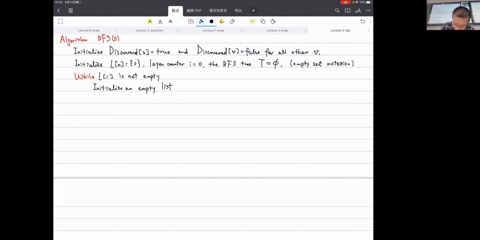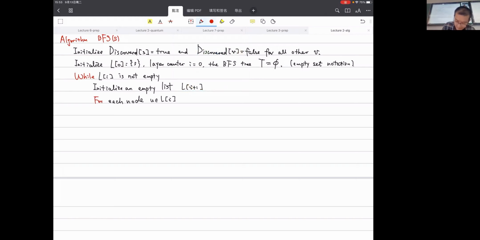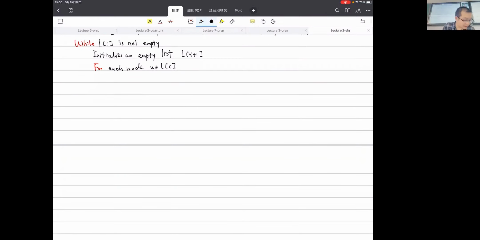Sorry, an empty list L plus 1. And the next thing that we are going to do is create the next level. So basically we just try all the current nodes in the L_i here. So for each node who belongs to L_i, maybe let me actually use a red color here to make everything clear, we just consider each edge UV that belongs to the edge set.